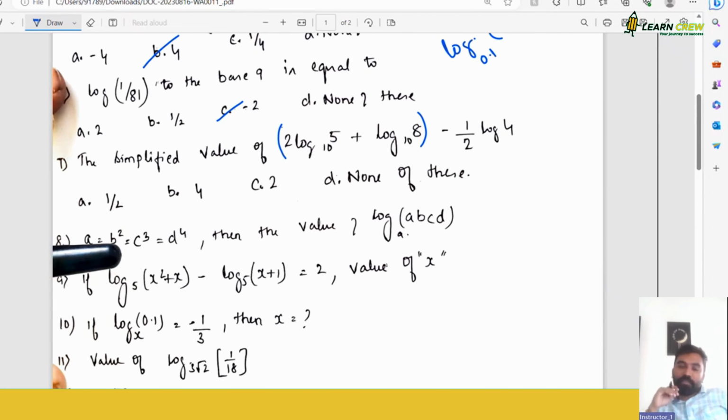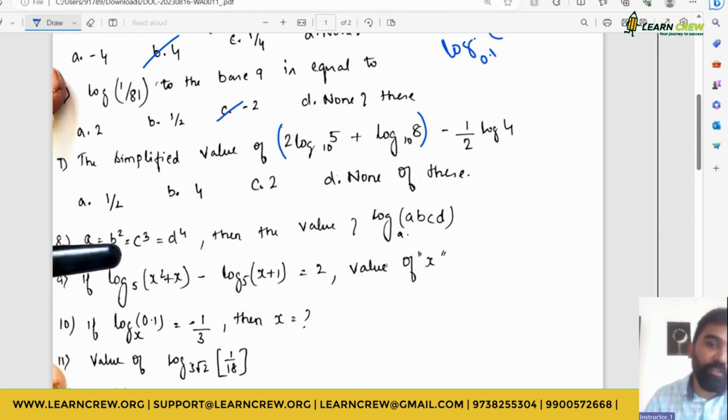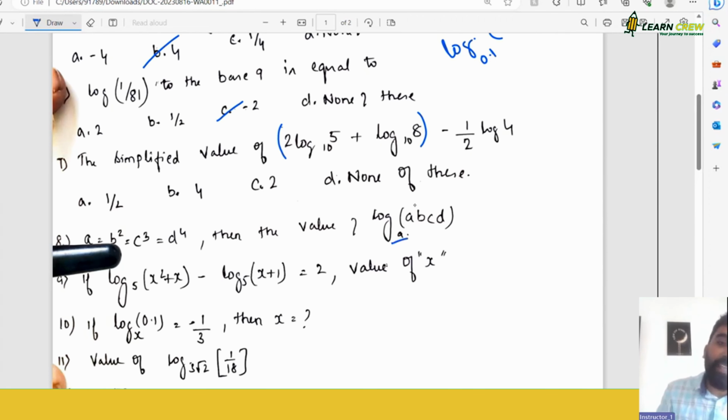Now what is your first step? What's your first step that you want to do? You are having a base A, right? So convert the entire term in terms of base A, or to the power of A.